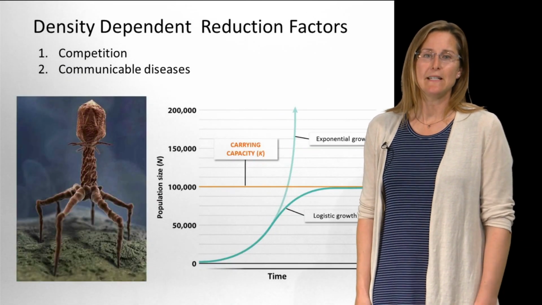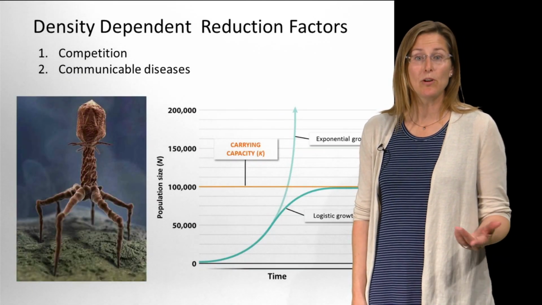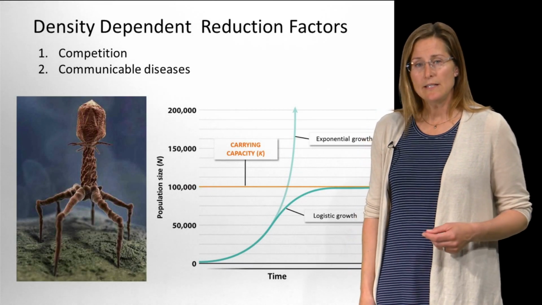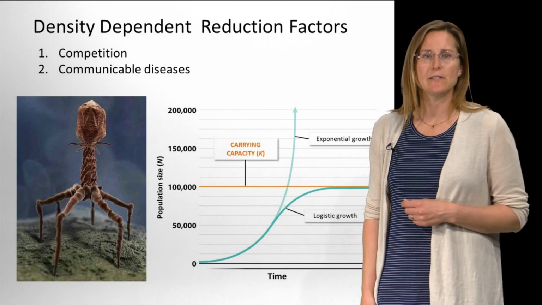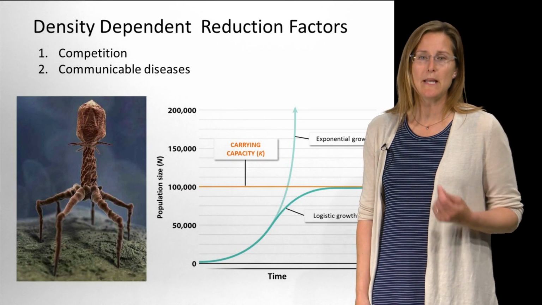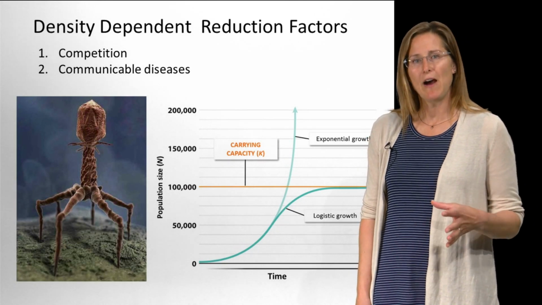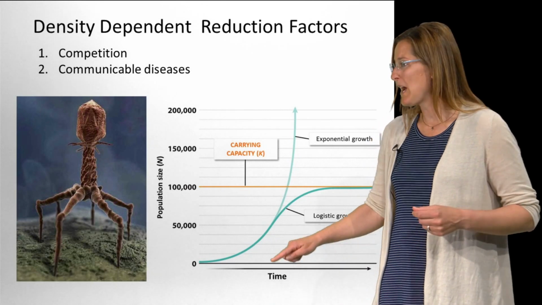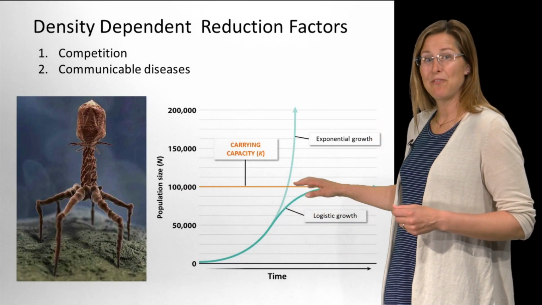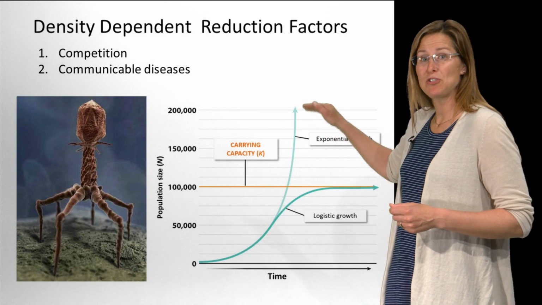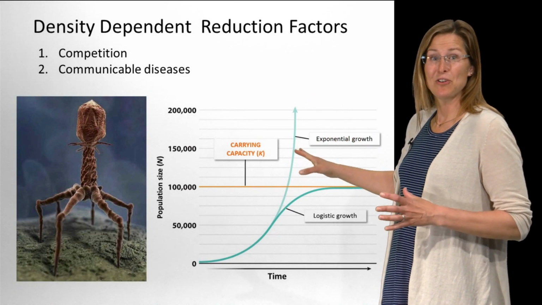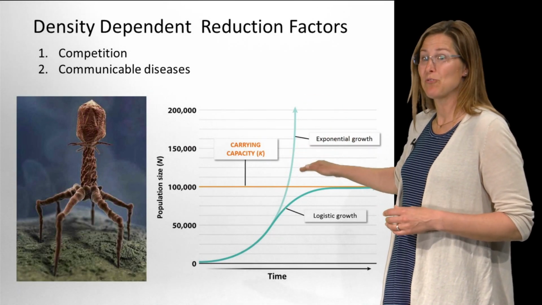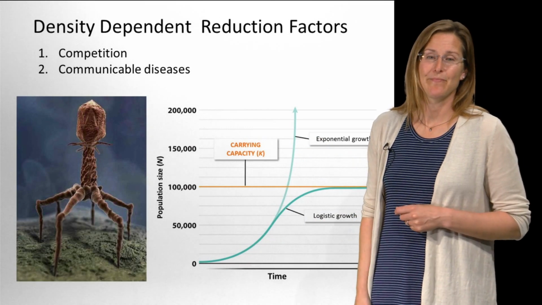Another type of density-dependent reduction factor is communicable diseases. Diseases caused by viruses that affect the survivorship of individuals will limit population growth because viruses depend upon a host to spread. As a population becomes more crowded, the virus spreads. Damage from the disease increases as density increases, which can reduce the populations.